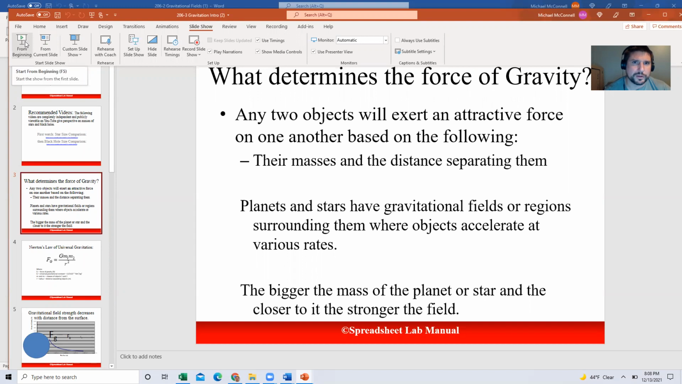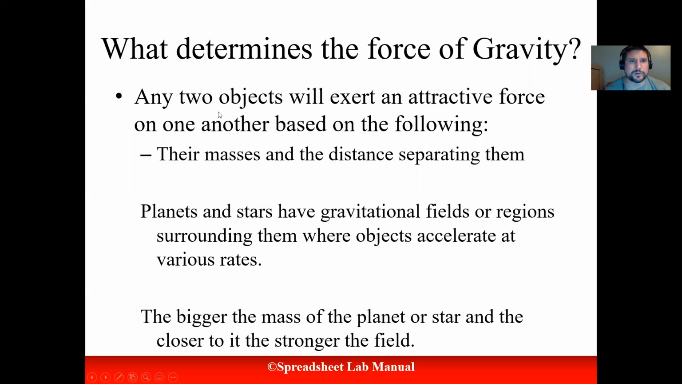So let's see, from current slide. There you go. So what determines the force of gravity? We already looked at Newton's model of gravitation, which is that any two objects will exert an attractive force on one another based on their masses and the distance separating them. Planets and stars have gravitational fields, or regions surrounding them where objects accelerate at various rates. The bigger the mass of the planet or the star, and the closer to it you are, the stronger the field will be.